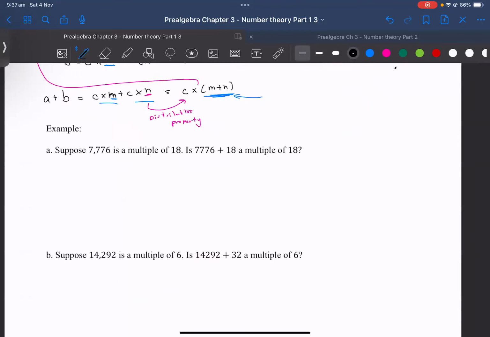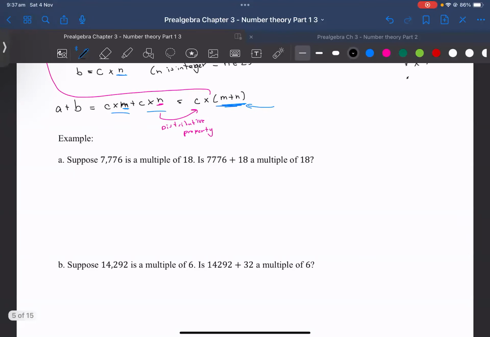So let's take a look at this example. It's been given to you, so you don't need to check it. You can assume it's true because it is. I've checked it on the calculator and everything. So suppose 7776 is a multiple of 18, right? My question to you is, is 7776 plus 18 also a multiple of 18?